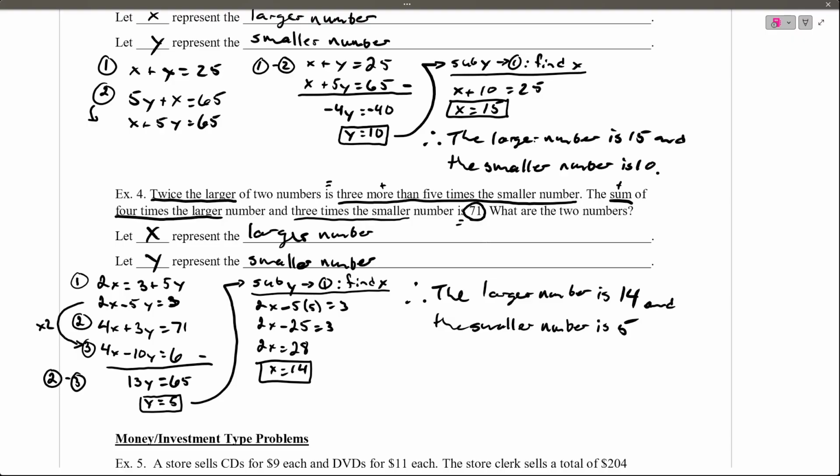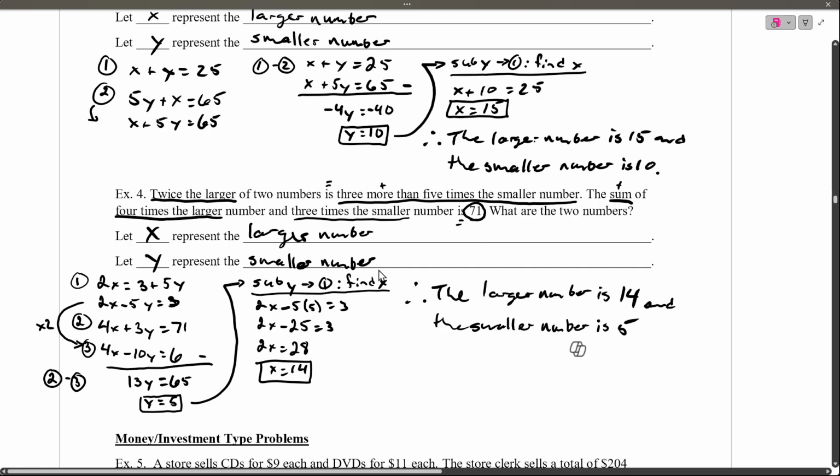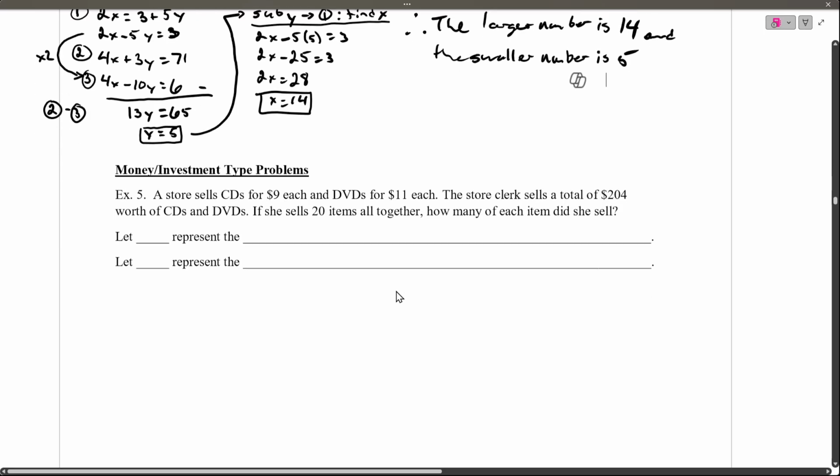So those are number problems. So we had combination problems, which was a combination of items and finding the relationship between those items. And then we had number problems, which is a combination of just simply numbers and finding the relationships between those numbers, determining what those numbers actually are. Now we get into the last type of problem for the day, and these are what we call money or investment type problems. So this one is probably more real world than any of the other ones so far. So we have to really stretch our mind to wrap our knowledge around everything here.